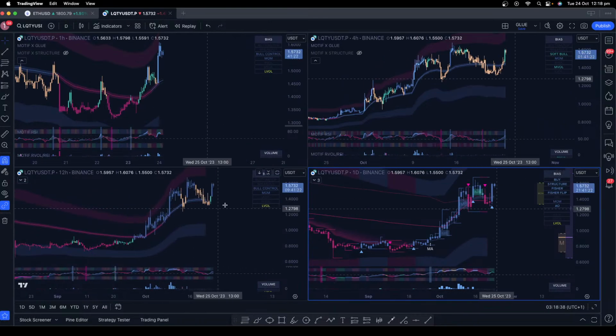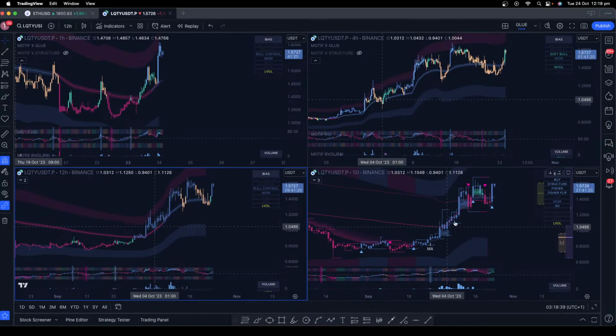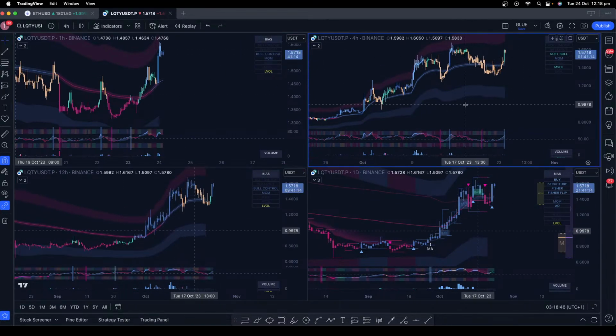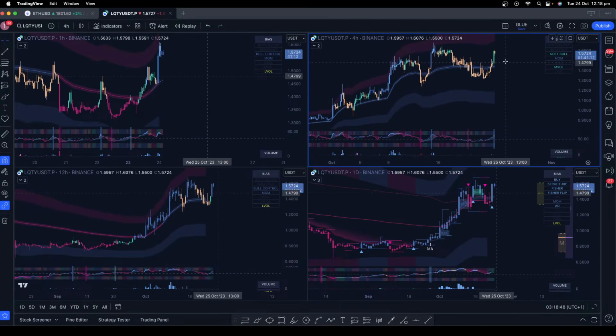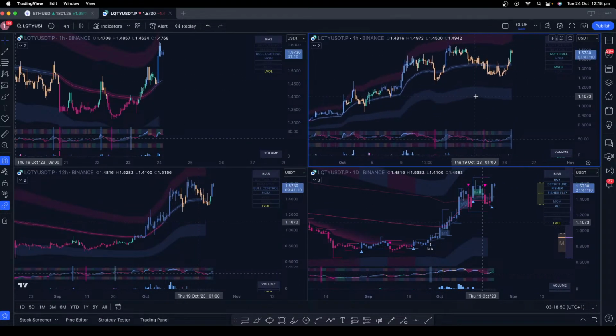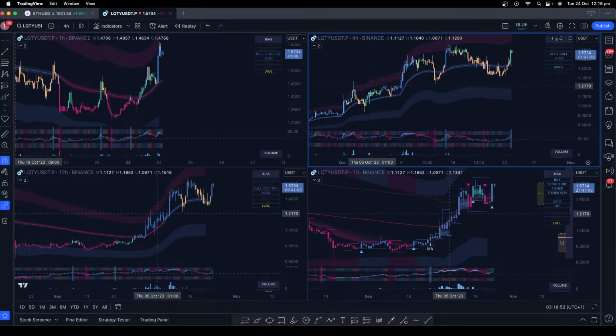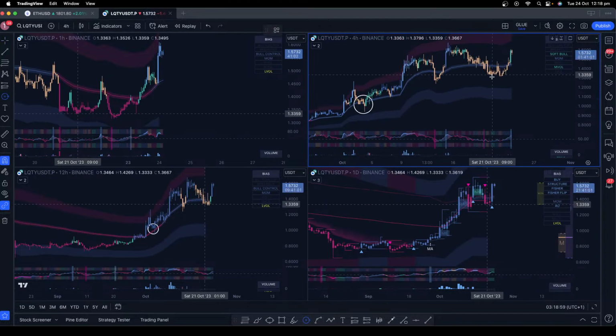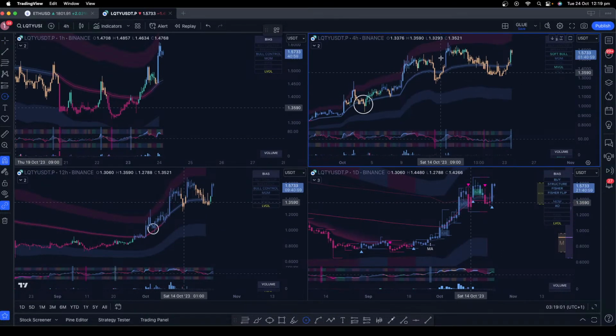But what I'll look at is, so on the daily, I'll have my structure set up, and on the 12 hour, the 4 hour, and the 1 hour, I'll have the glue set up. This is going to give me those entry points. Now, one of my favorite entry points for the glue is simple color change, and this is why I love this indicator. It's very simple. It's quite complex what's going on, but it's simple in terms of what to look for.